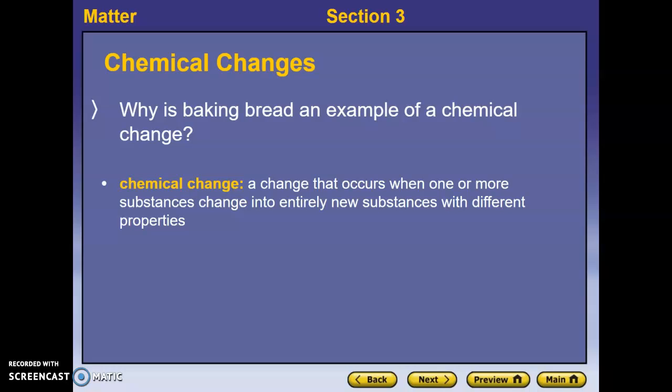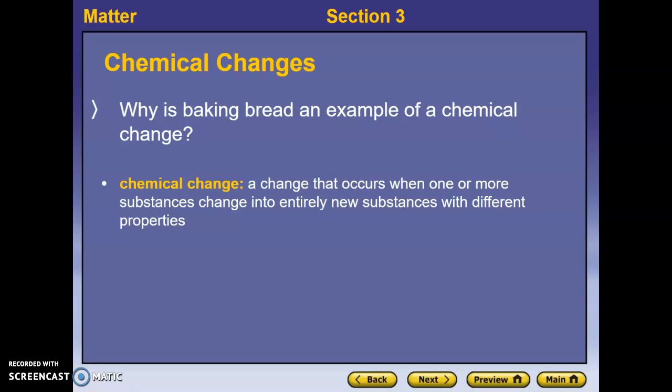A chemical change is a change that occurs when one or more substances changes into entirely new substances with different properties. So in other words, we're looking at something that has resulted from a chemical reaction. The end product is something new and different than what we started with.